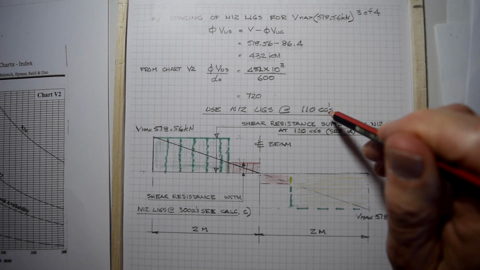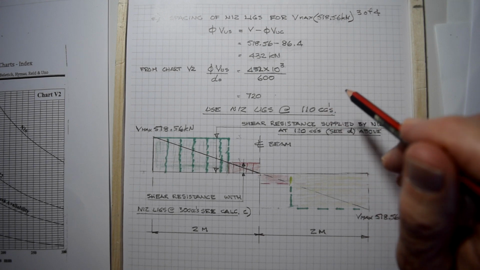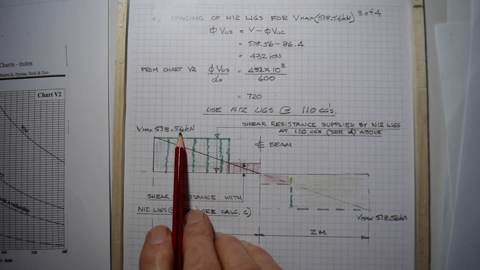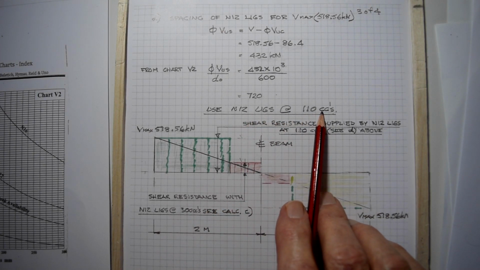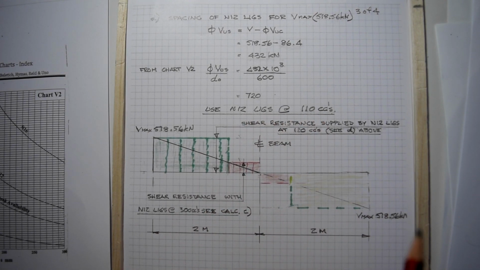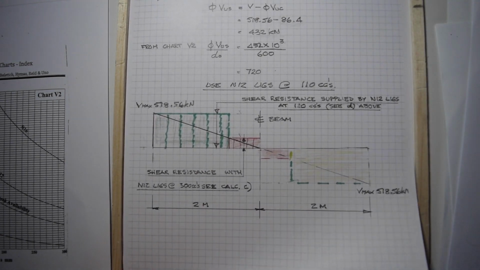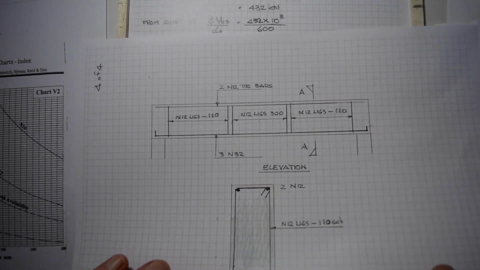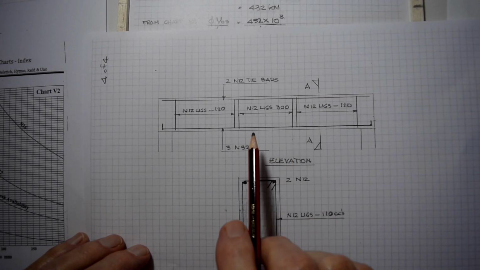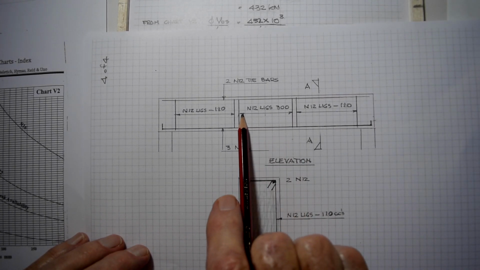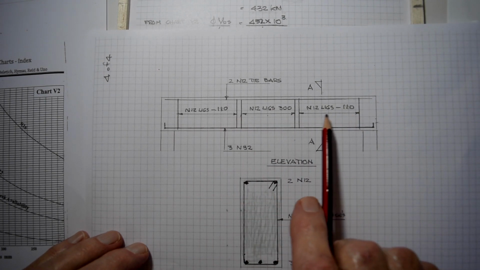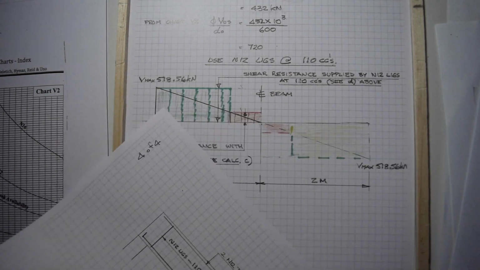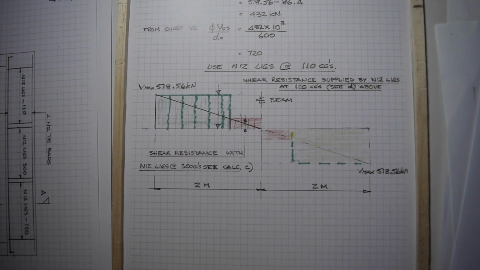So where our shear force is right up at 518.56 kilonewtons, we need ligatures at 110 centers. And when I detailed this, I actually showed that, and I'll come back to this, but there it is there. I've got the ligatures at 300 centers where we don't have a shear problem, and at 110 where we have a shear problem. Now I just want to illustrate what I've done.